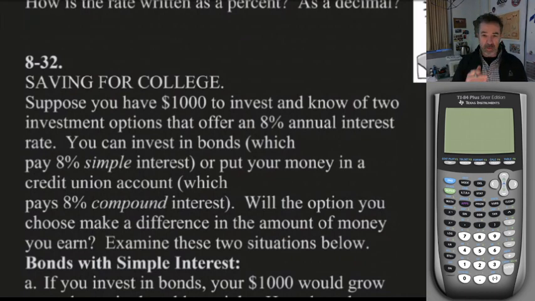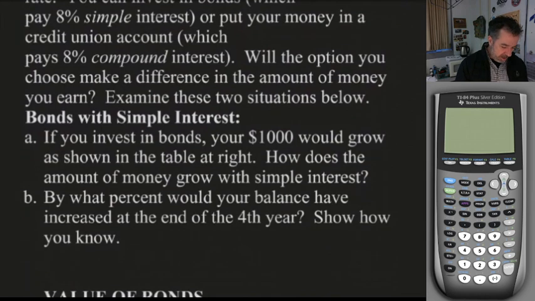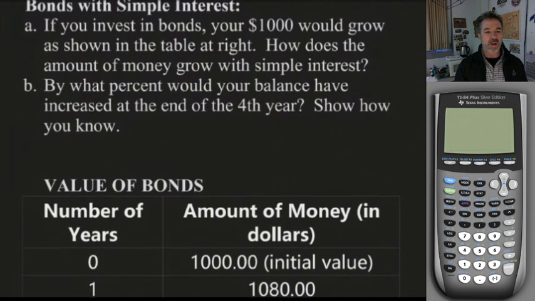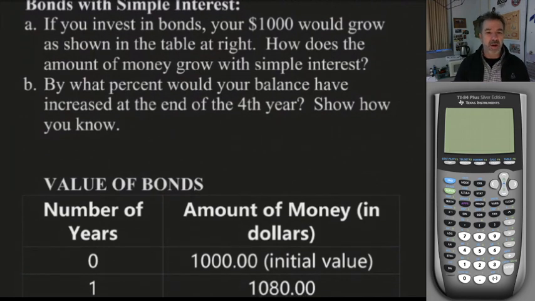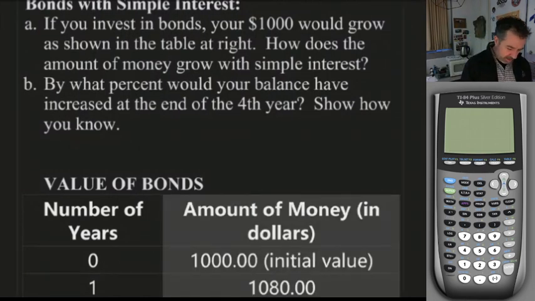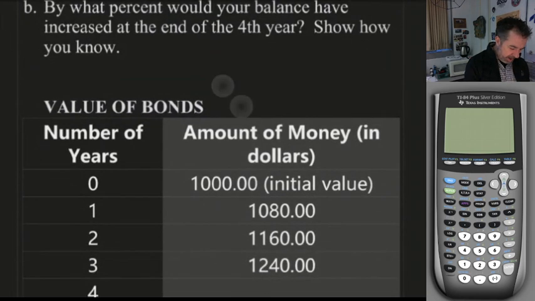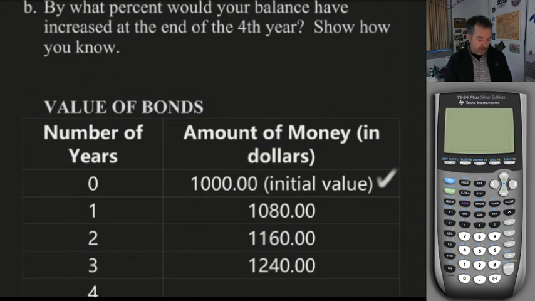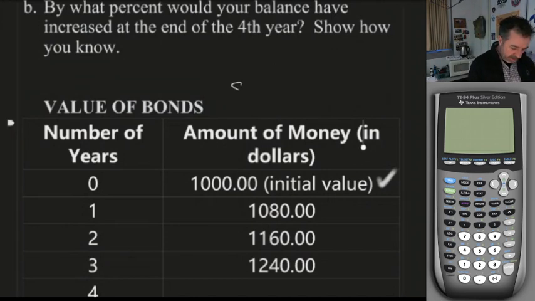So first, let's look at the bond with simple interest. If you invest in bonds, your $1,000 would grow as shown in the table below. How does the amount of money grow with simple interest? If we look at this, we can see the amount that we started with in the account. We start with $1,000. That's our initial deposit. And we are told that it's 8% simple interest.